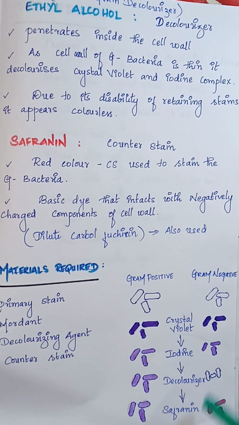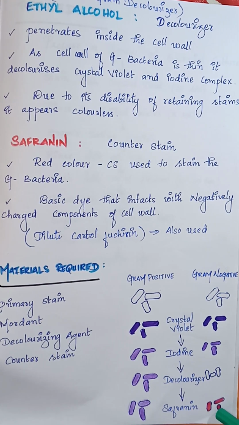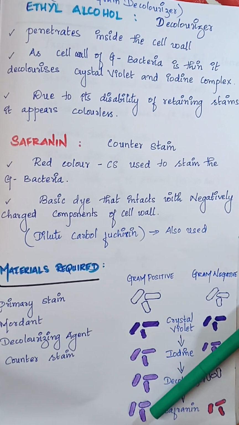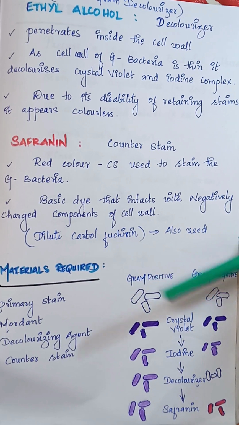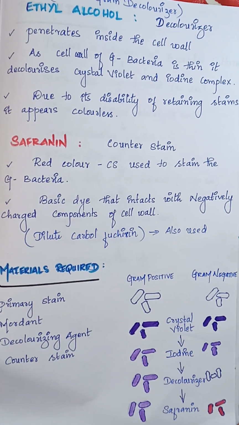Okay, then we have to add safranin. After adding safranin, this colorless bacterial smear will appear pink in color. Okay, so this is the procedure we are following here. So we know the difference between gram positive and gram negative bacteria, and the result will be spore forming bacteria with rod shaped will be in gram positive, non-spore forming will be in gram negative bacteria. Okay, so this is all about the gram staining procedure.